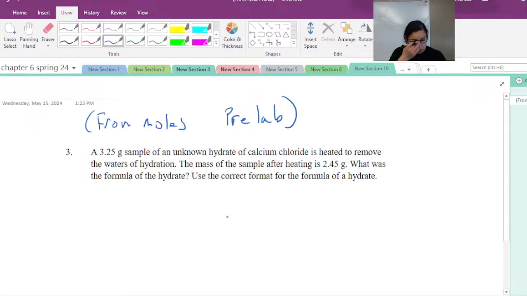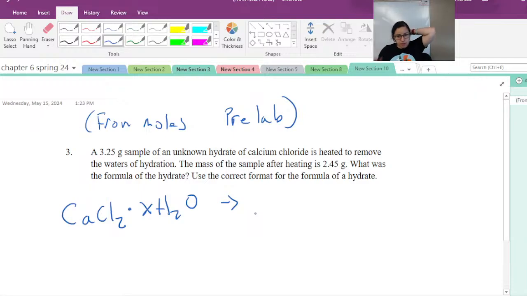All right, so walk me through. What are our steps here? Yeah, so at least start with what we're trying to figure out. We have some unknown hydrate, calcium chloride, X. And that's the key, right? This lab is a good bridge between our stoichiometry and then trying to apply that.